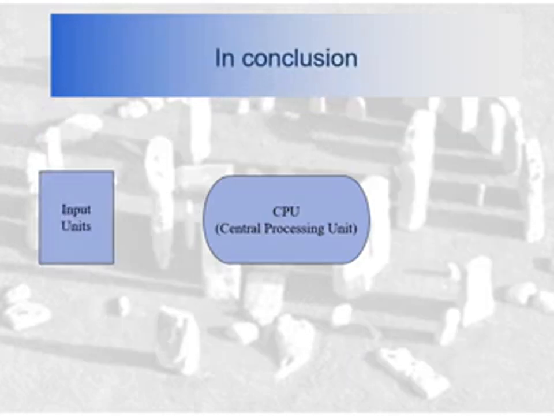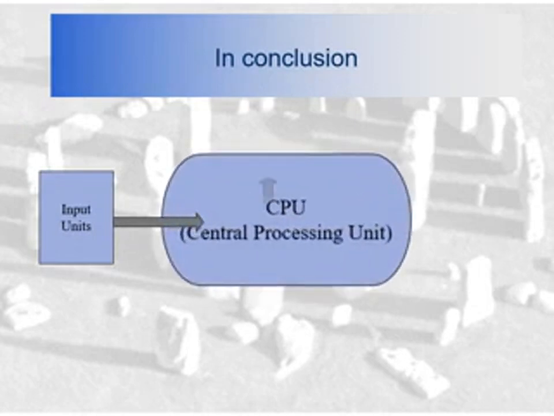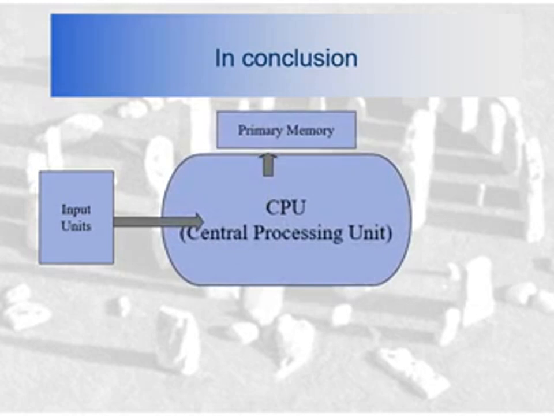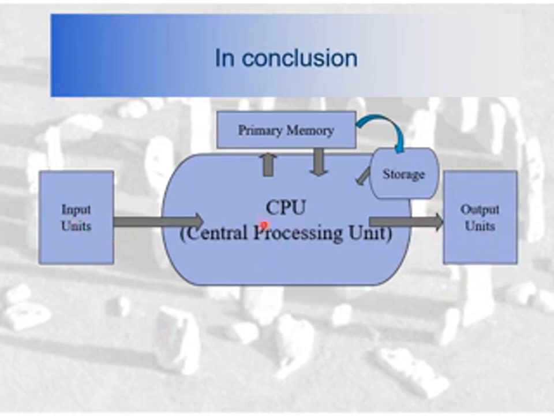In conclusion, what we looked at here is that with input units, you input something there, it goes to the central processing unit. Coming from there, it's processed, goes to the primary memory, temporal storage, and then it goes to the output units for you to decide whether you are going to store it permanently or not. You input it, it's processed, and then it goes out there.